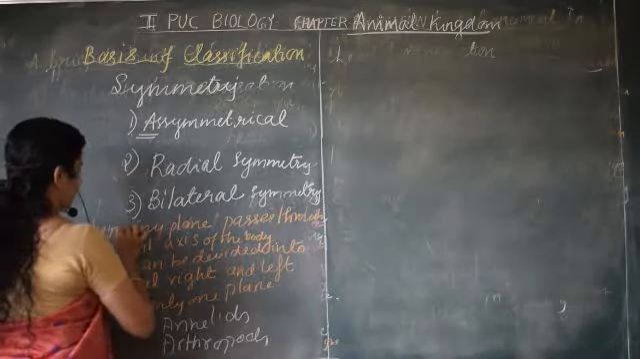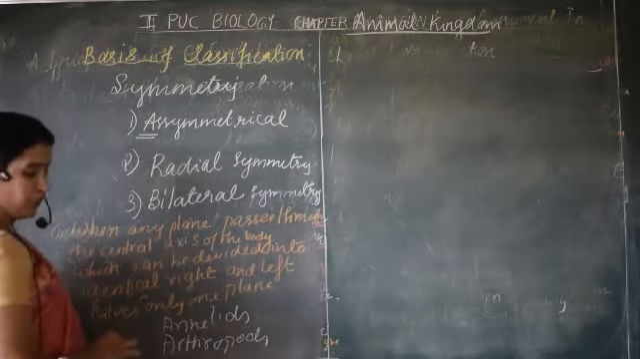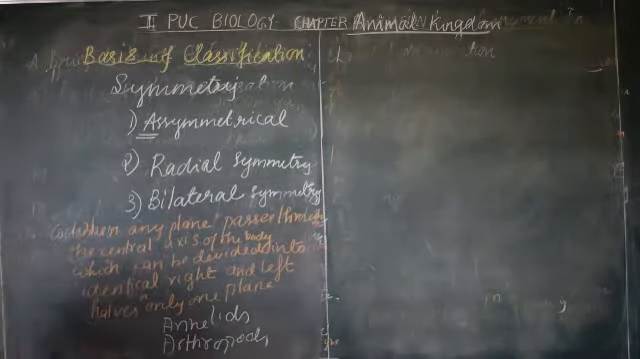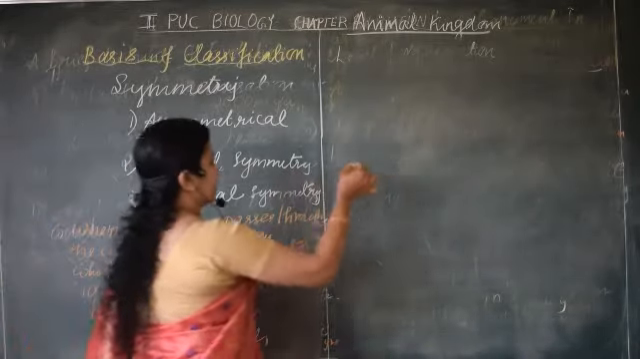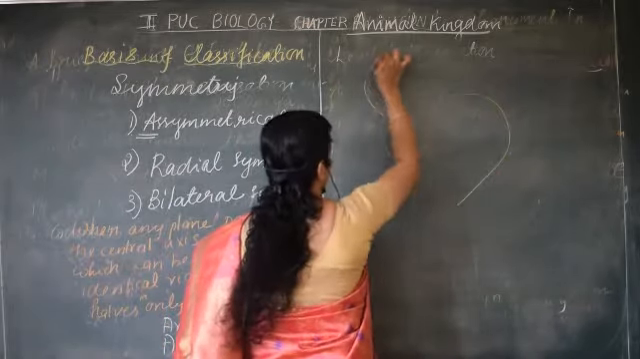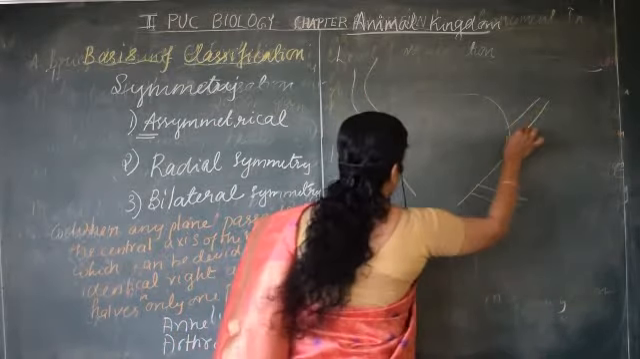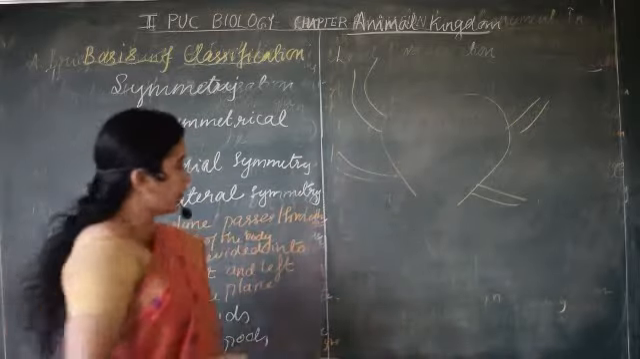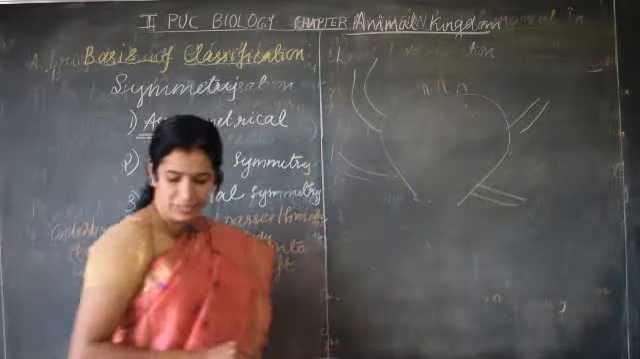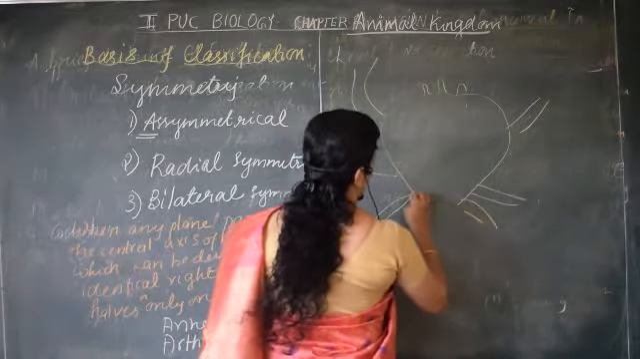Here, that symmetry means when any plane passes through the central axis of the body. For example, in the textbook, there is a diagram given of a crab showing the bilateral symmetry. So, bilateral symmetry in crab. Okay, I am showing, roughly I am drawing this. I am not drawing all the parts. So just imagine, this is the crab.